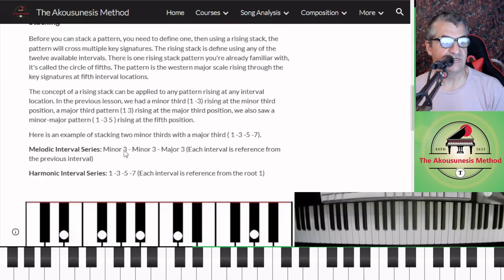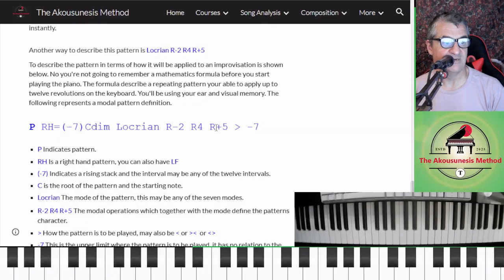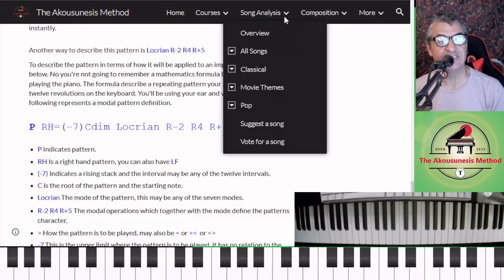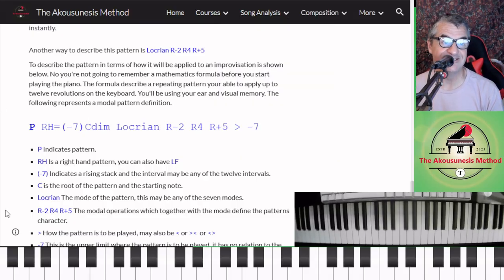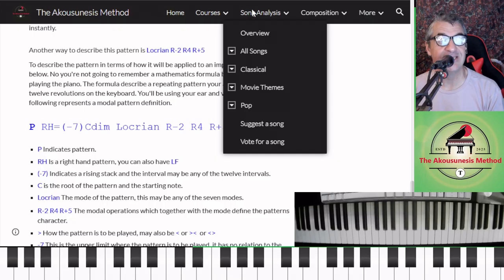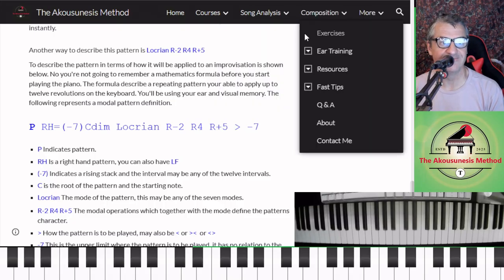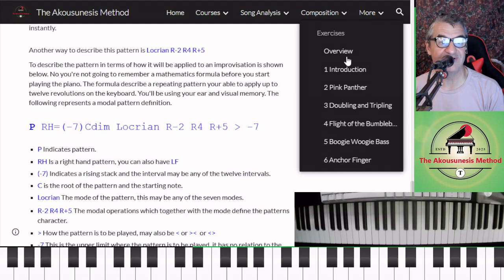So these modal pattern definitions are extremely powerful for coming up with chord sequences for improvisation and composition. Very powerful idea. And we break them down into finger placement exercises. And of course, you don't need to know any of this to do finger placement exercises. I have an exercise section here, and I try to take them from compositions and songs: Flight of the Bumblebee, the Boogie Woogie bass line, Pink Panther theme.